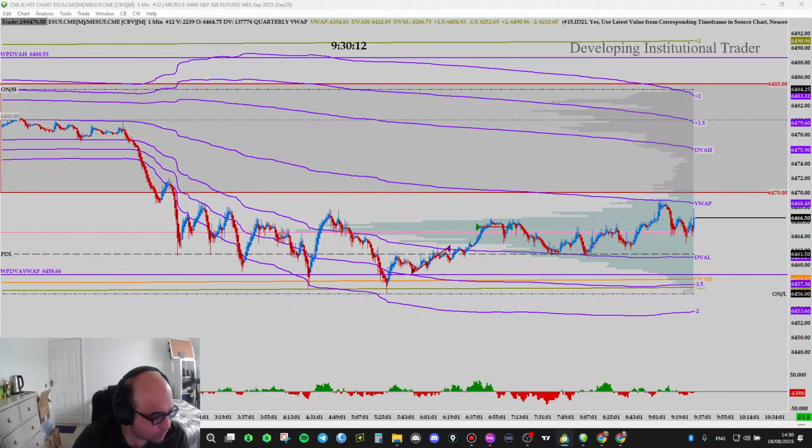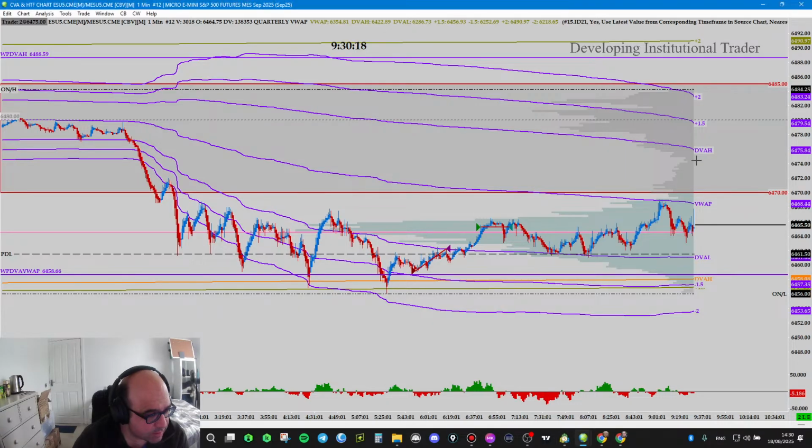So basically my plan is, as I said, if I get accepted above 6470, I scale out right before this distribution at the DVA high, maybe get another portion out at the POC right here, and then hold a last contract up to 6485.